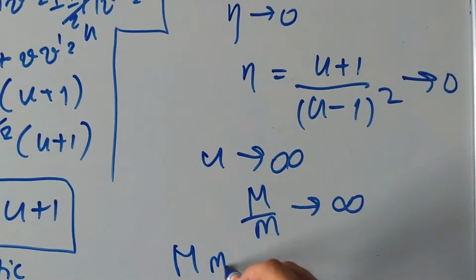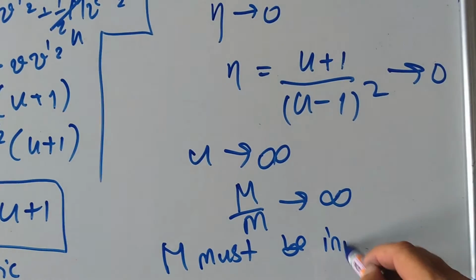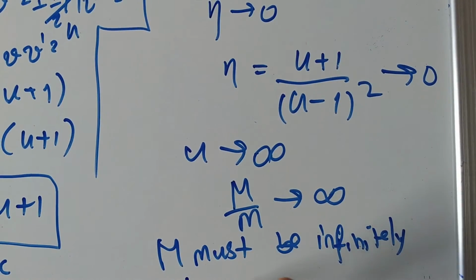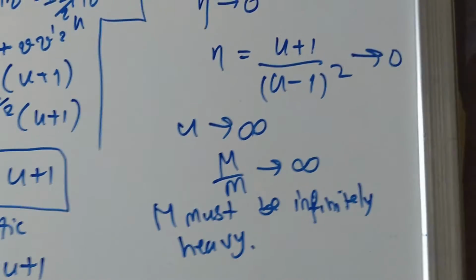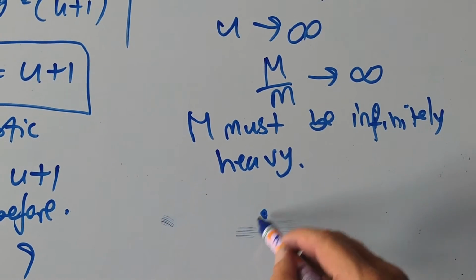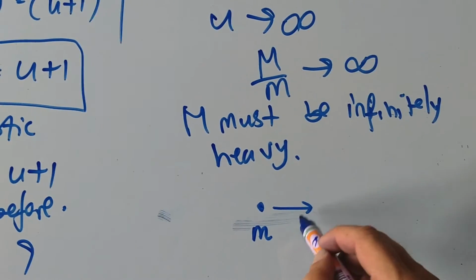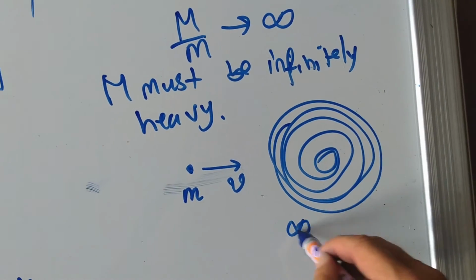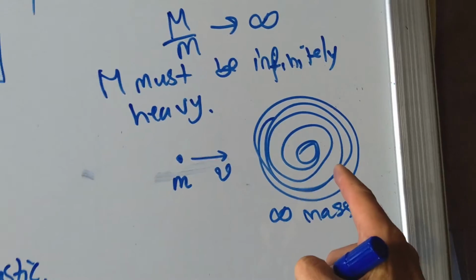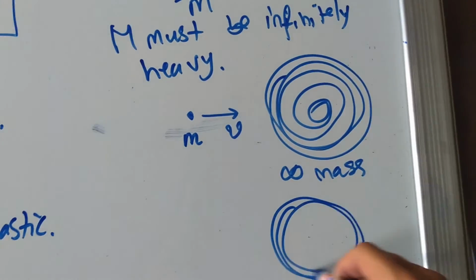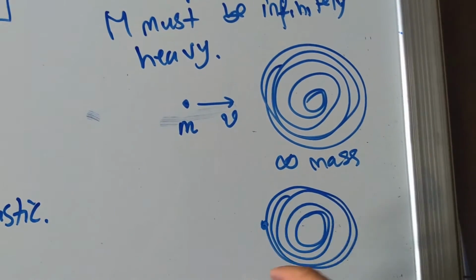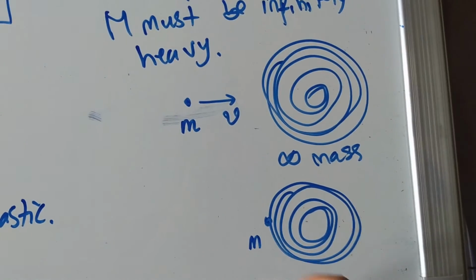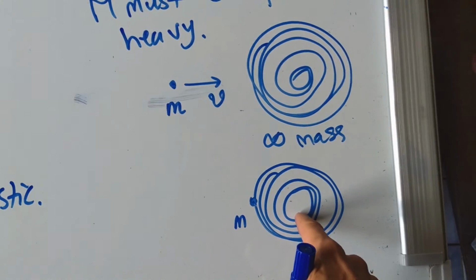So M must be infinitely heavy. You see? So I end up with a case like this. Tiny little mass m with velocity v, and I have an infinitely big mass. And the collision is 100% inelastic. So the infinitely big mass absorbs everything. The little particle m sticks to the big mass.